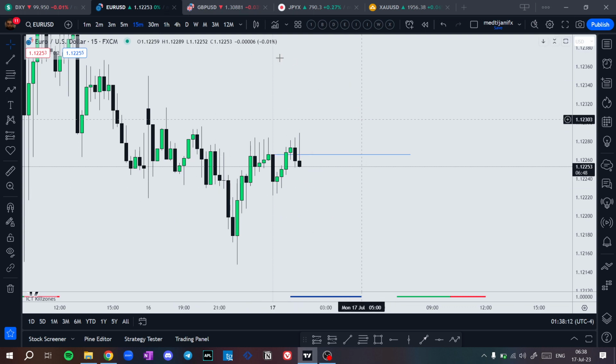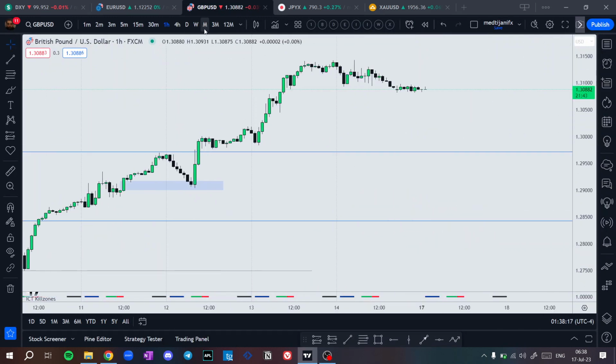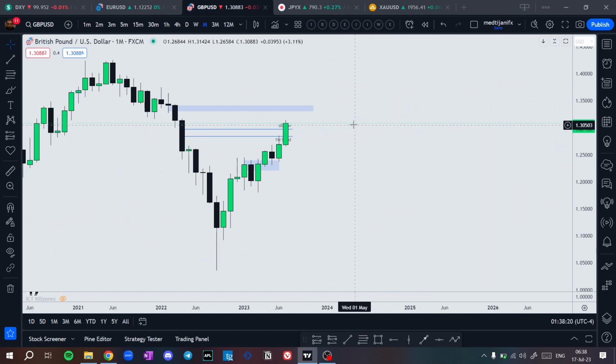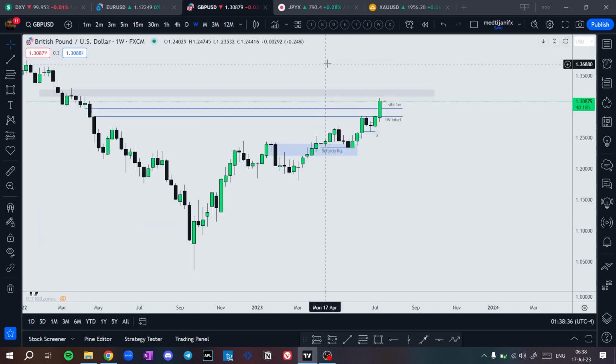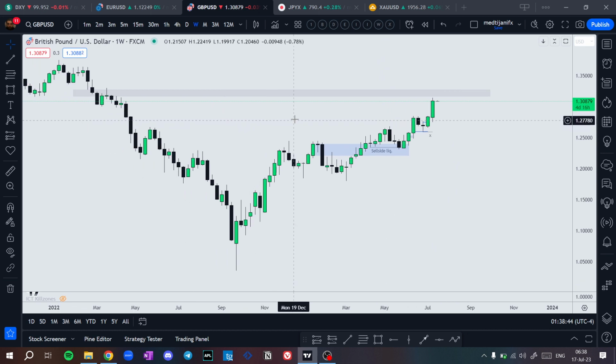So this is for Euro USD. On GBP USD, from the monthly time frame I could say we also have this fair value gap right here. This is the monthly time frame, a fair value gap that price is seeking to fill. On the weekly time frame, we see that price has filled this weekly fair value gap, so it did its job. And right now price could have it here.